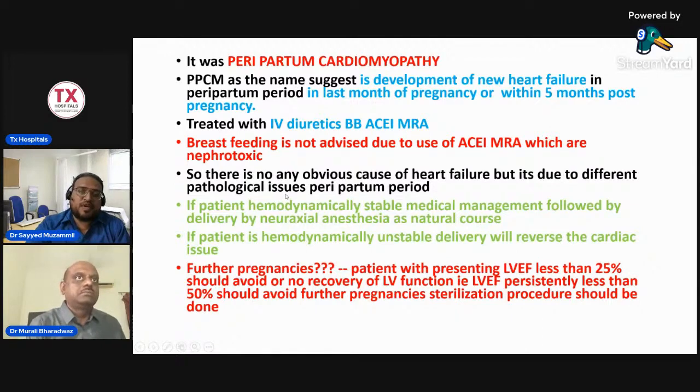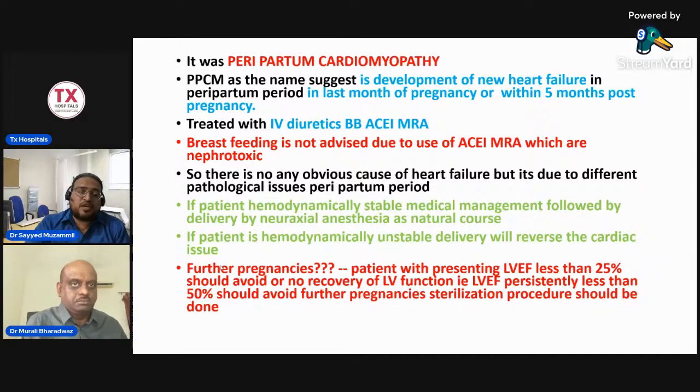So if the patient is hemodynamically stable in the pregnancy and you detect that the patient has developed LV dysfunction, you can continue with medical management followed by delivery by neuraxial anesthesia or as a natural course. If the patient is hemodynamically unstable, then you should do the delivery to reverse the cardiac issues, because if you do not do the delivery, the mother will deteriorate cardiologically, and she will have a fatal outcome.